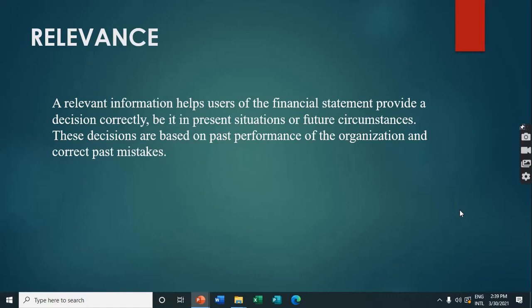So, an item is considered relevant pag may effect sa'yo. Pag affected ka, ibig sabihin relevant sa iyo yun. Pag affected yung business dun sa nangyari, meaning may relevancy of information.